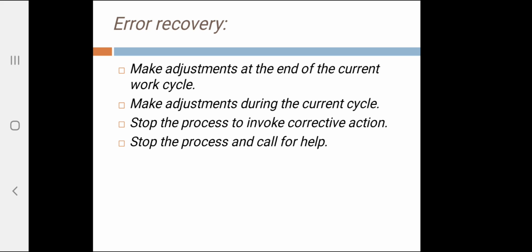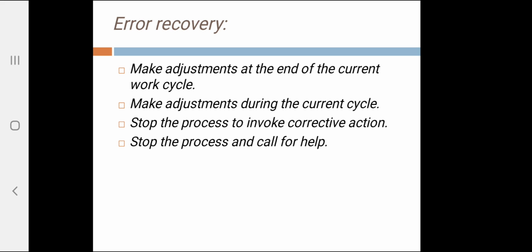Stop the process and call for help. In this case, the error requires stoppage of the process and cannot be resolved through automated recovery procedures. This situation arises because the automated cell is not enabled to correct the problem, or the error cannot be classified into the predefined list of errors. In either case, human assistance is required to correct the problem and restore the system to fully automated operation.